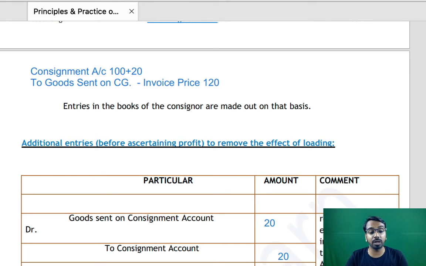Now, in the next accounting period, when you begin, you will have opening stock as 12, but you will have an inventory reserve which has to be reversed to the extent of 2 rupees, right?